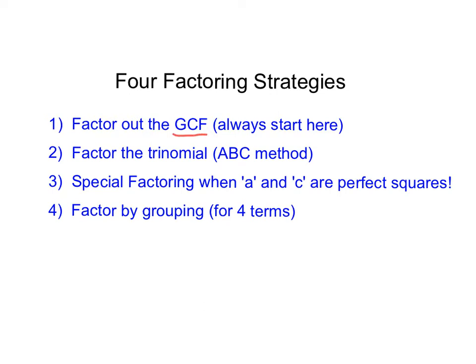The second strategy focused on factoring a trinomial using what's called the ABC method. We then had special factoring strategies that we could use when the A and C values were perfect squares. And then we used factoring by grouping when we had something that contained four terms. So what we're going to do in this video is use all four of these in order to factor slightly more complex polynomials completely.